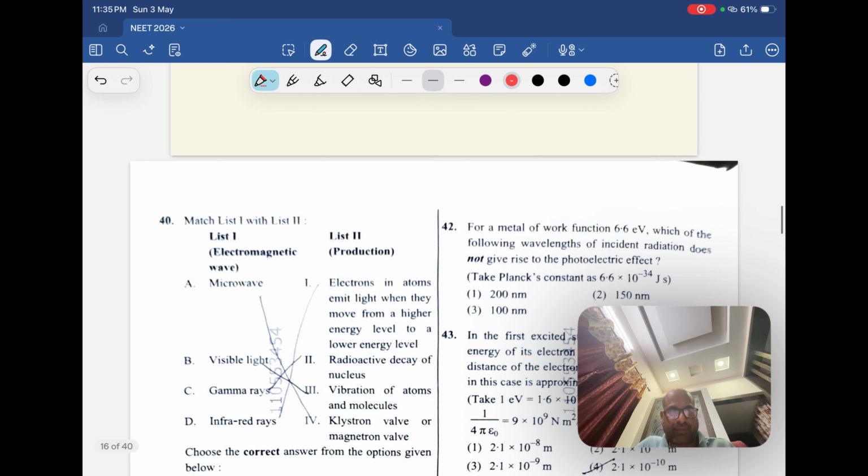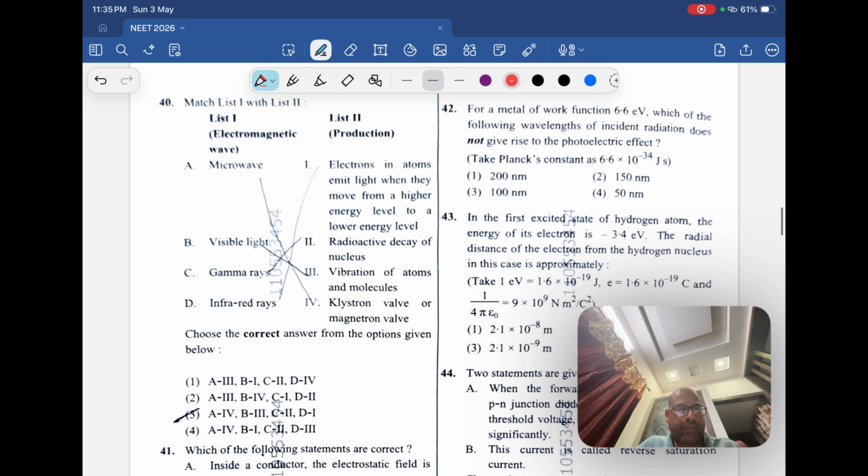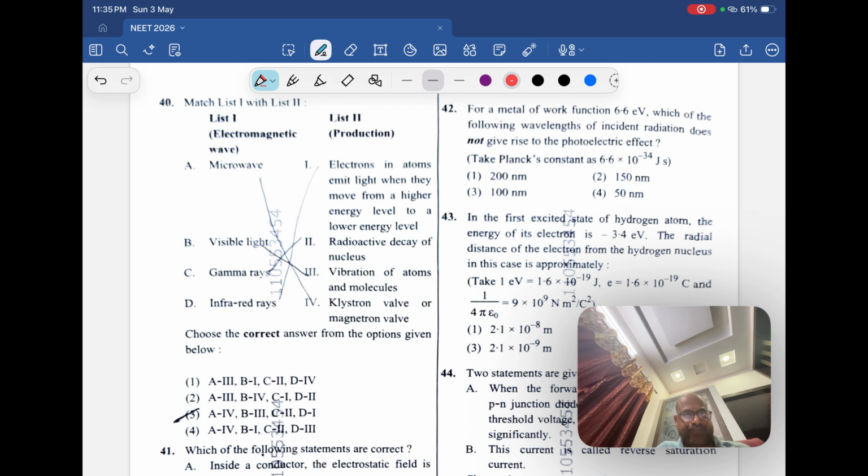Formula based only. Now next, again, electromagnetic radiations: microwaves and visible light, vibrations of atoms and air molecules, gamma rays, infrared rays. Electrons in atoms emit light when they move from a higher energy level to a lower energy level. That is true. Next, visible region, vibration of atoms and molecules, gamma rays, radioactive decay of nucleus. So C will be 2. So in all it's matching.